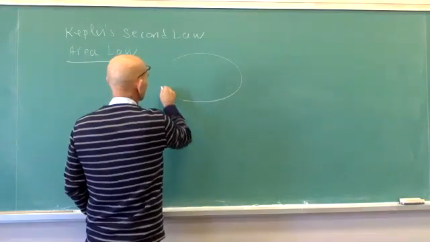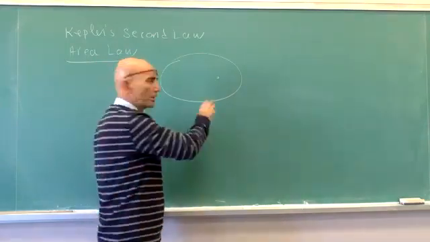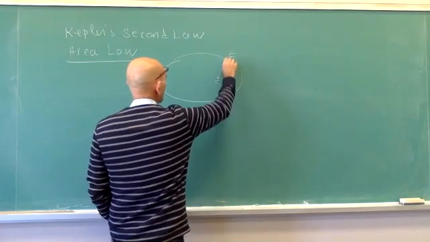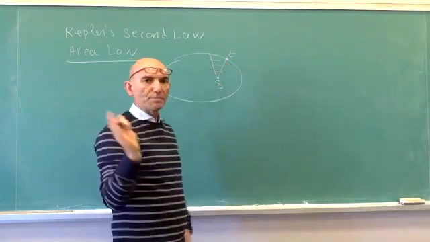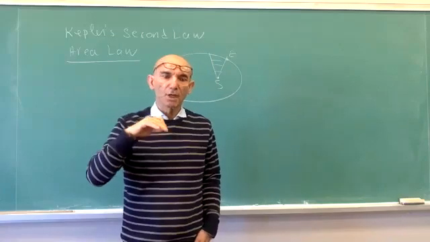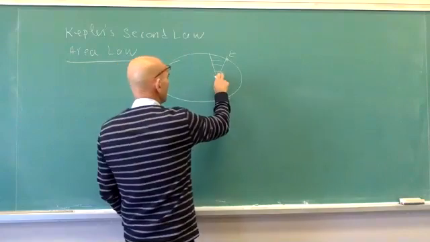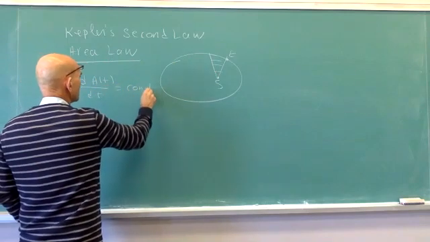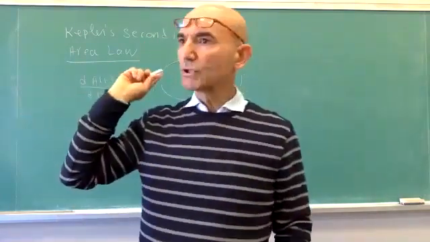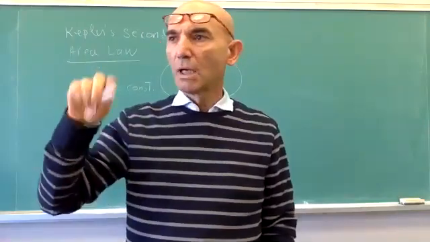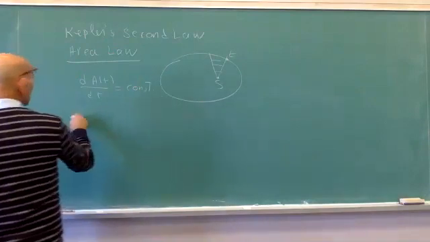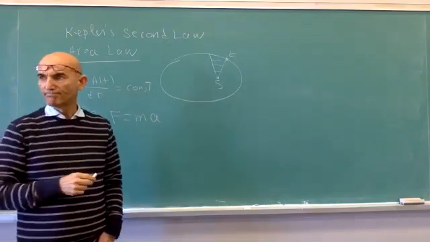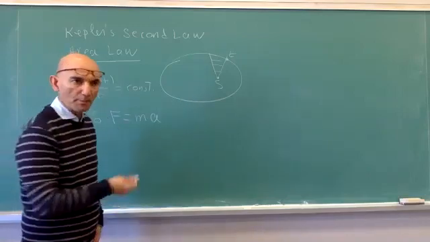So this is the sun at one of the foci of the ellipse, and this is Earth. We said that the area swept by Earth in traversing its orbit around the sun, the variation of area dA over dt, is constant. To derive this law, we used two things. First of all, Newton's law, F equal to ma. And then we had the notion of angular momentum. Remember angular momentum?